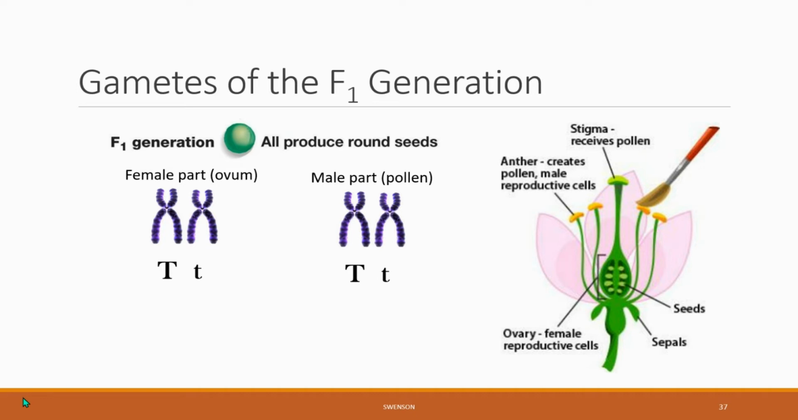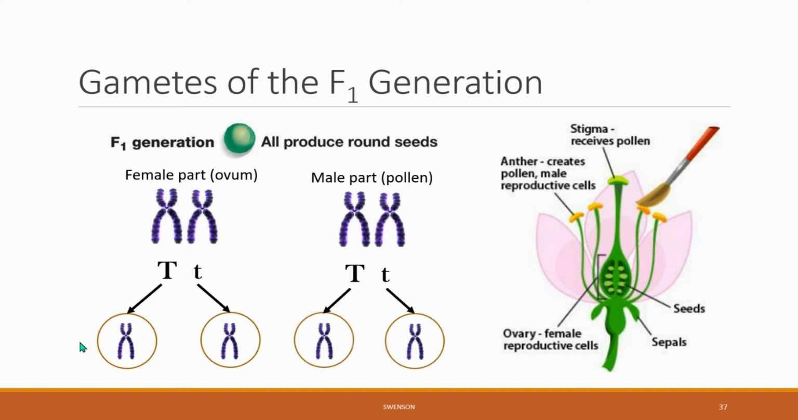Take the F1 generation now, and let's look at their gametes. Both the female and male parts of the flower, ovum and pollen, are heterozygous. As mentioned in the previous slide, because of this, the female gametes can carry the round or wrinkled allele. And the same is true for the male gametes. So what happens when we brush the pollen of an F1 plant onto the stigma of another F1 plant?